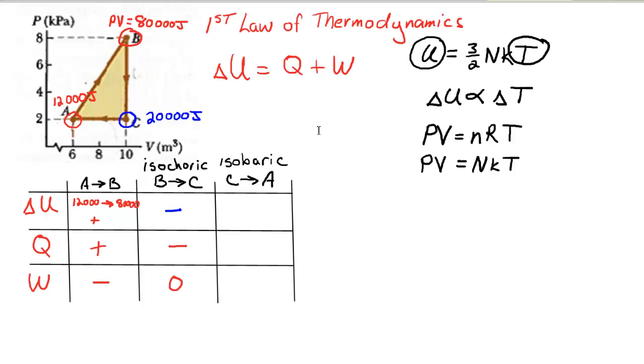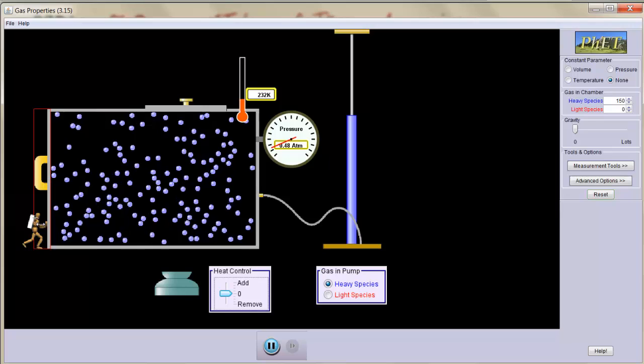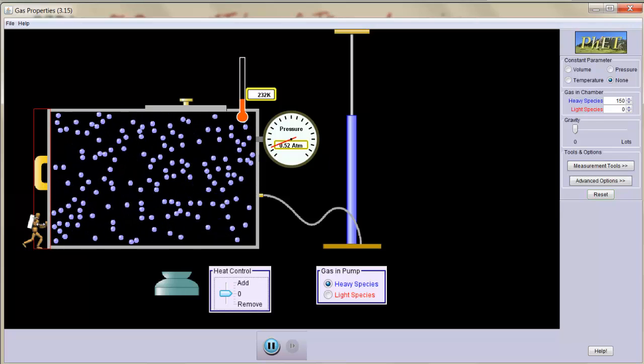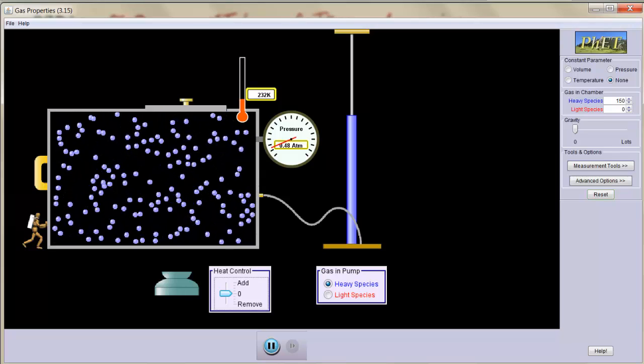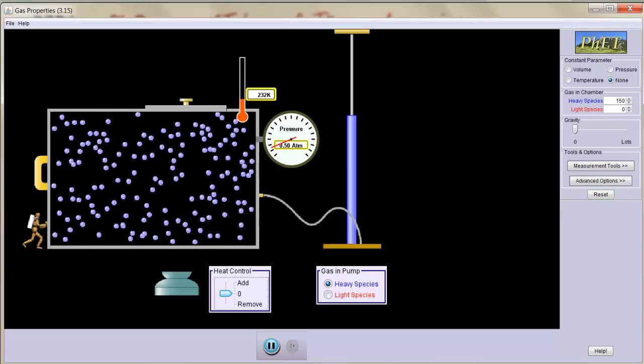Now, lastly, we go from C to A. Now, C to A represents a volume change of 10 meters cubed down to 6 meters cubed. So we're squeezing the gas. And if we make the gas smaller, according to our simulation, this guy will have to push to the right. So he's doing work on the gas. So we know the work done is going to be positive. So let's fill that in first.